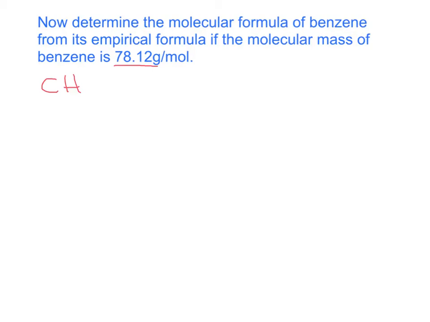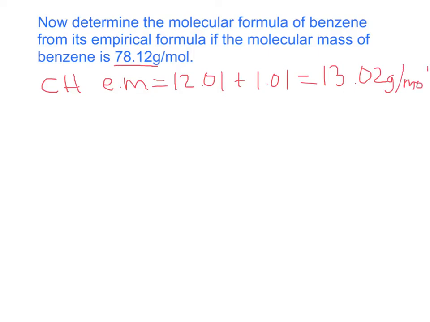First we need to find the empirical mass of C and H. In this case, it's going to equal 13.01 or 13.02 or something like that. Again, it all depends on what periodic table you use. 13.02 grams per mole. That's the empirical mass. Then you take 78.12 and divide it by the empirical mass to get your multiplier. In this case, it turns out to be exactly 6.